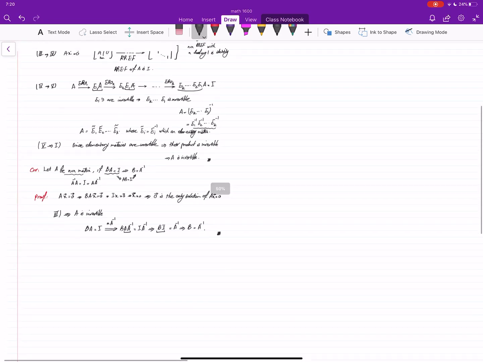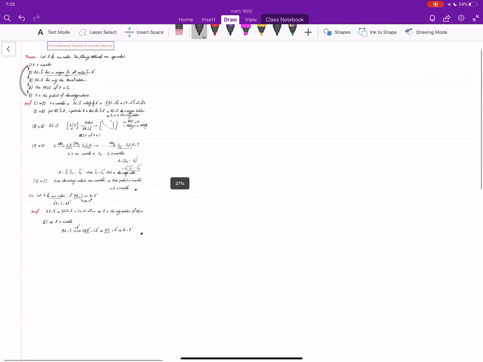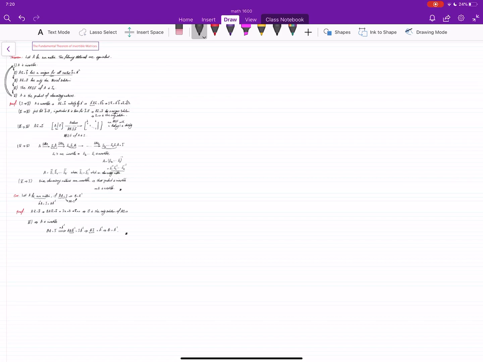Okay, this was the fundamental theorem of invertible matrices. You have to know the different versions and different implications of these theorems.